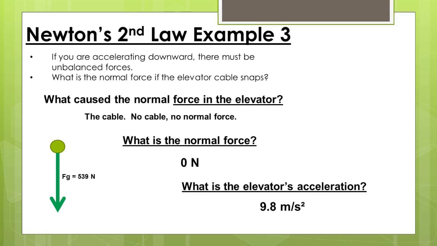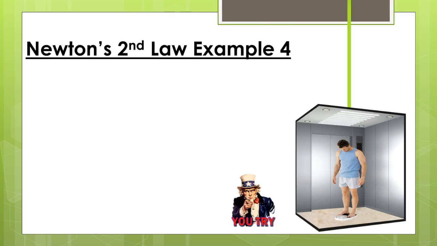We determined that if you ignore air resistance, all objects accelerate towards the ground at the same rate, 9.8 meters per second squared. That's why if you drop a crumpled up piece of paper and a big heavy rock, they hit the ground at the exact same time. On your own, give this problem a try.